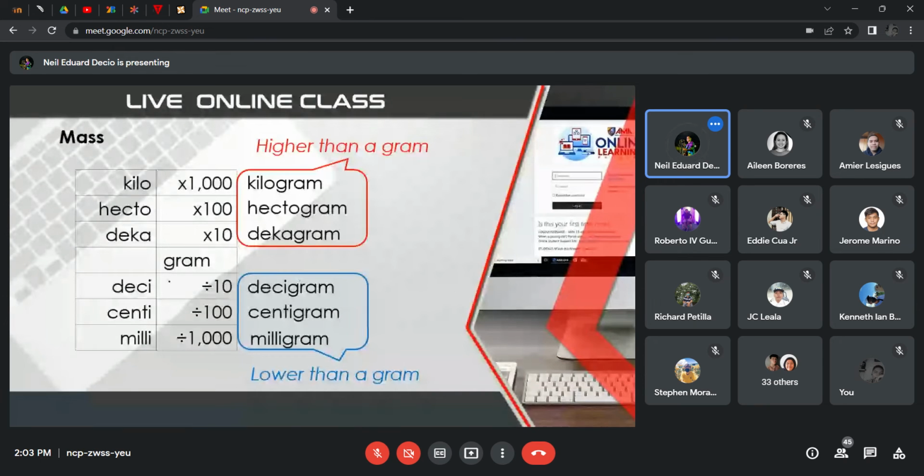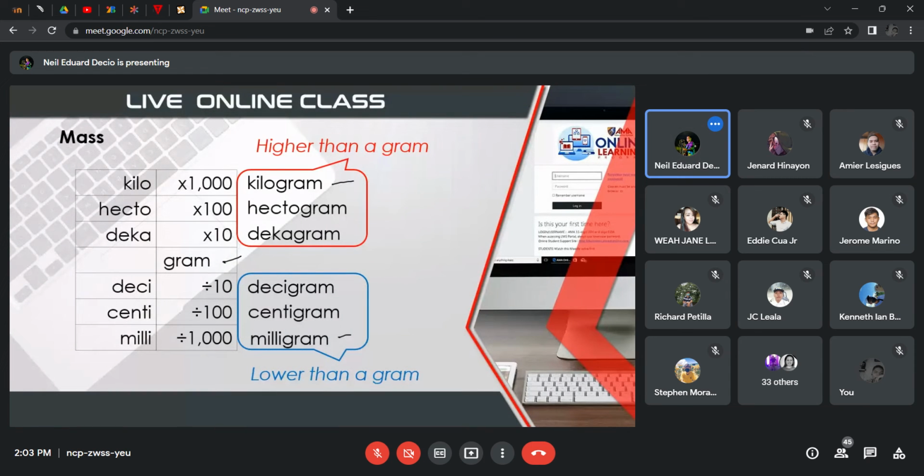What else? Ano pa yung most common used na unit dito aside from gram? Kilogram. Milligram. Yes, kilogram and milligram. So ito sila yung mga commonly used: gram, kilogram, and milligram.